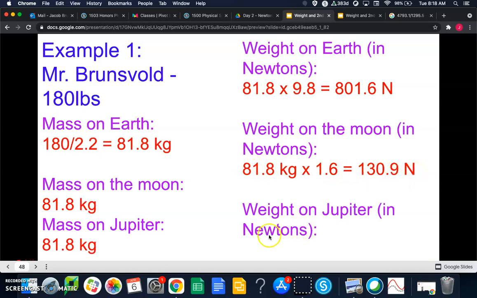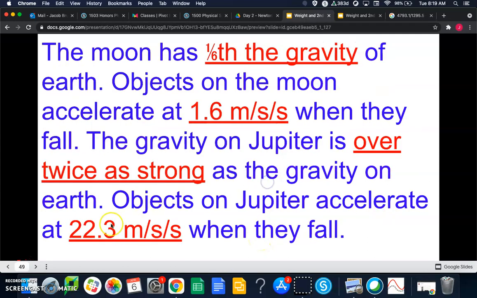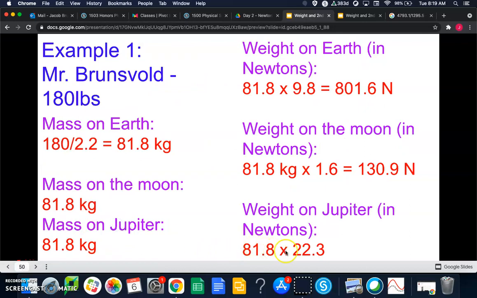On Jupiter, on the other hand, we're going to start with 81.8, but instead of multiplying by 9.8 or 1.6, we're going to multiply by 22.3. So 81.8 times 22.3, right? We're just taking the mass times the acceleration. And we're going to get 1,824.1 newtons.